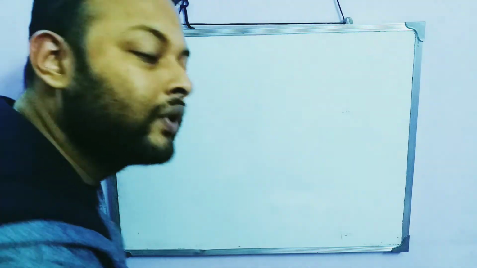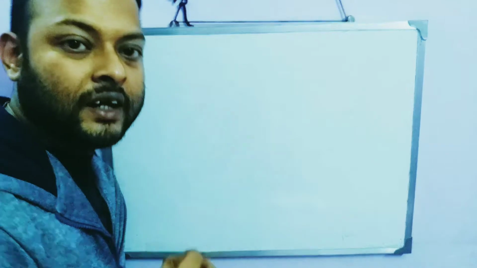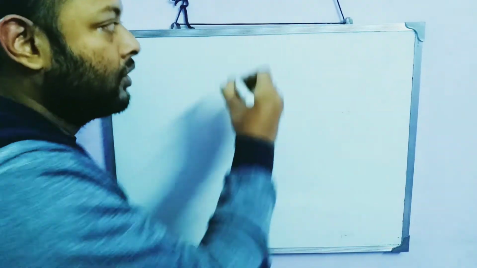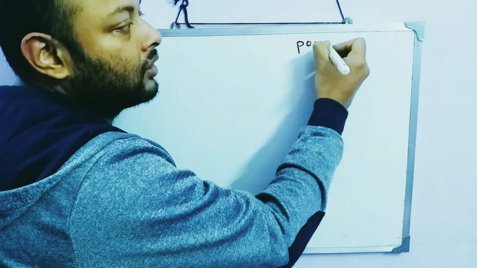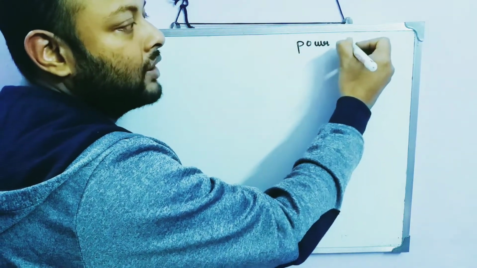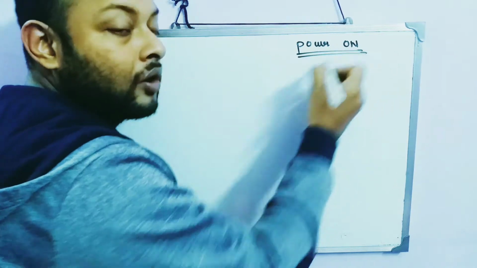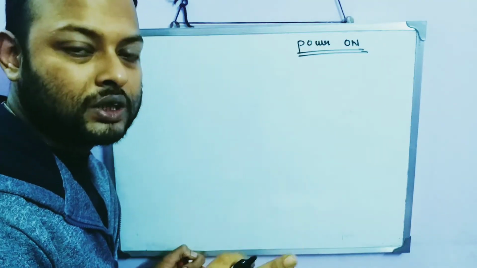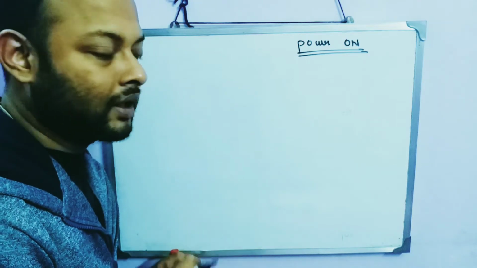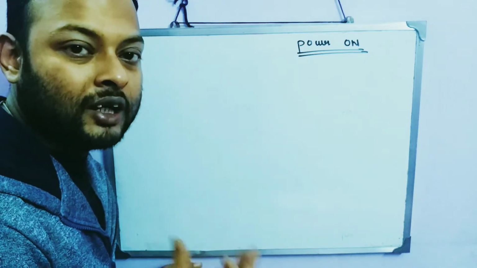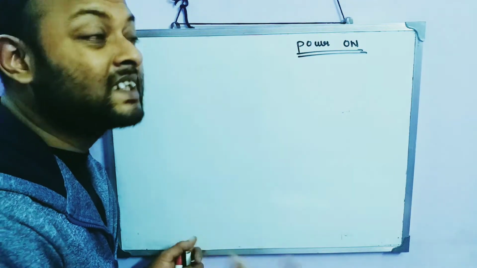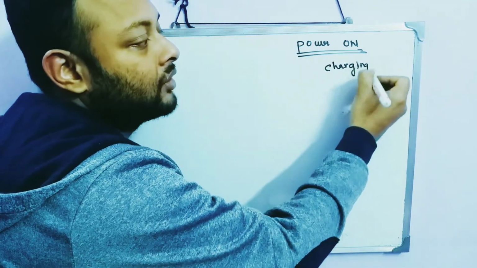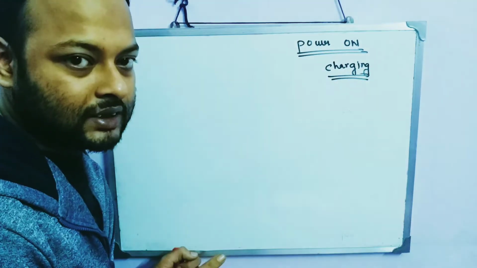So normally when the power is on in your house, okay, there is no load shedding, in normal words, it's normal current coming. At that point, your battery is charging. So how does it charge?